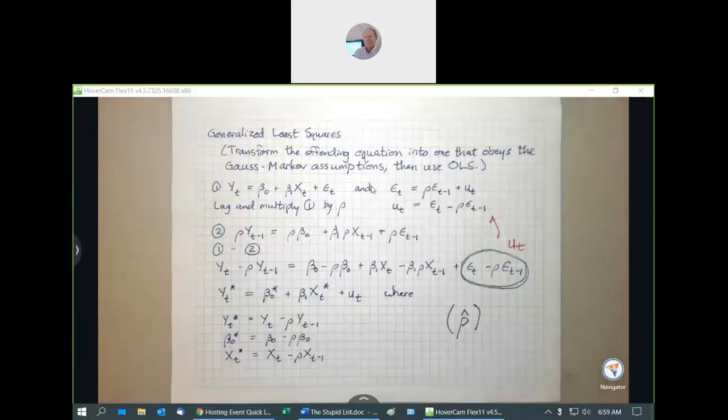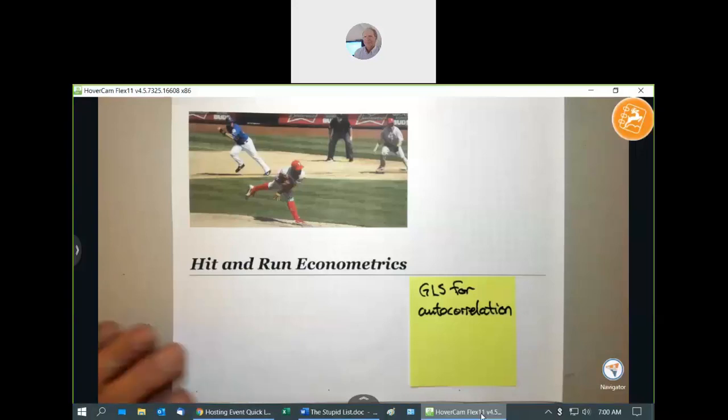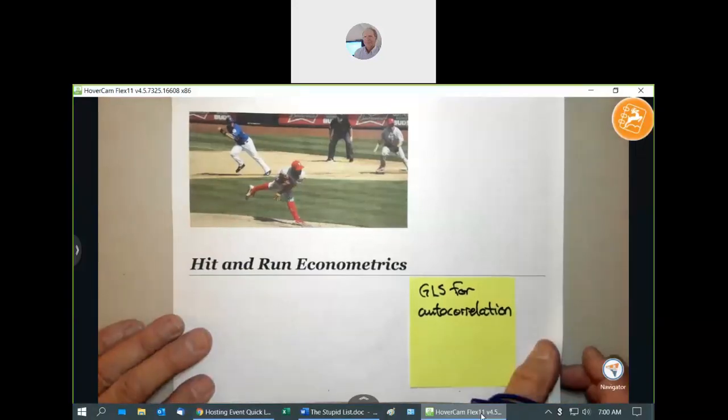So let's go have a look at the stupid list. Very important entry on the stupid list. If you have time series data, suspect autocorrelation. Yeah, of course, it's almost always going to be there, but understand that correcting it might not make your estimates better. And that is why we say those 2 cheers for GLS. That is a hit and run on GLS for autocorrelation.